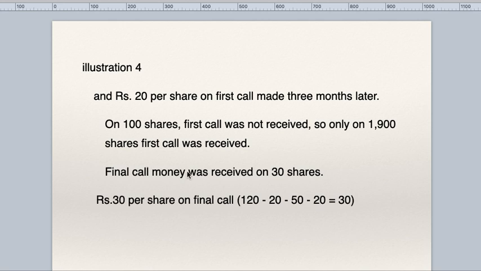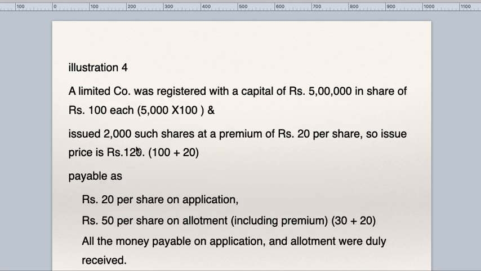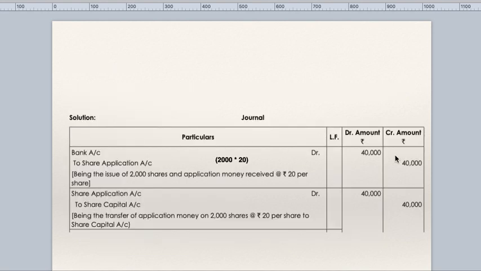So we'll see how journal entries are to be passed. 2,000 shares. First you have to show application money received on 2,000 shares at rupees 20 per share. Bank account debit to share application, and share application to share capital 40,000, 2,000 multiplied by 20.